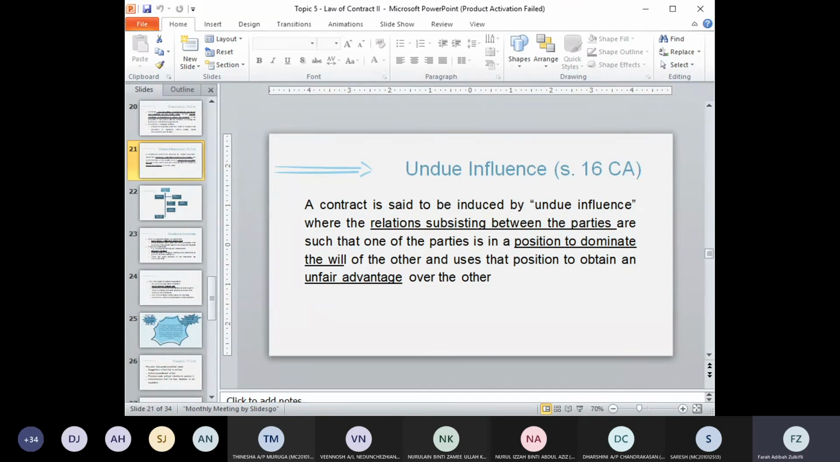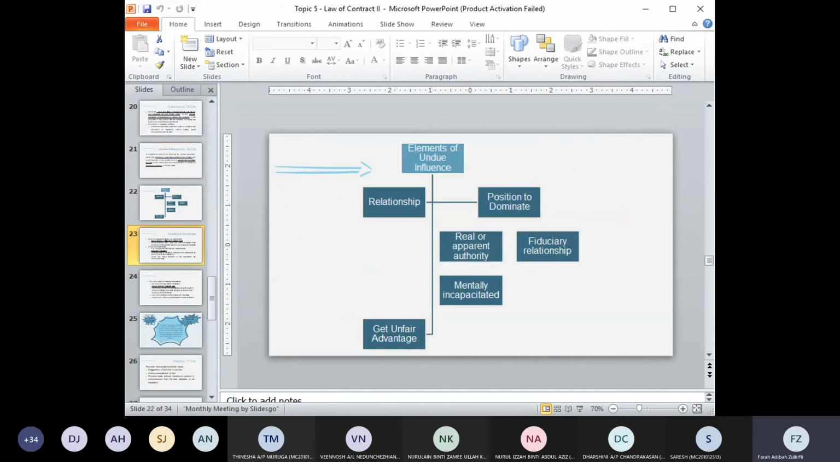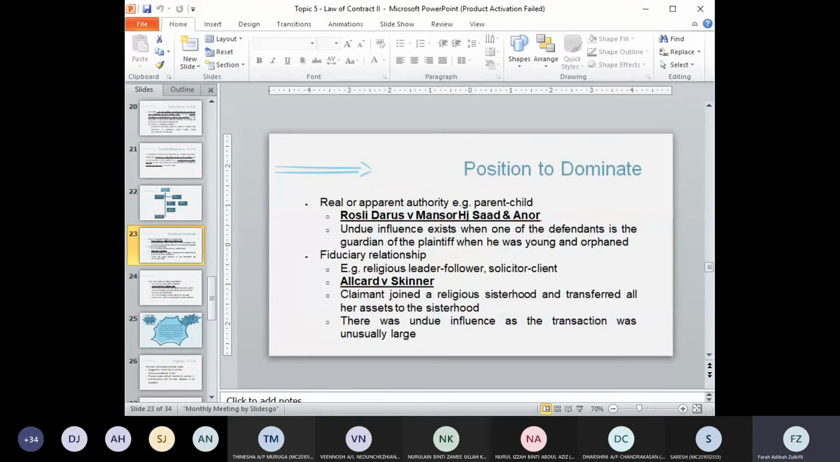So to use the second category of voidable contract, you must have a relationship between the parties. What type of relationship are we talking about? For example, the relationship between parents and child, or between a religious leader and their follower, or between a boss and the employee, or between a solicitor and a client.